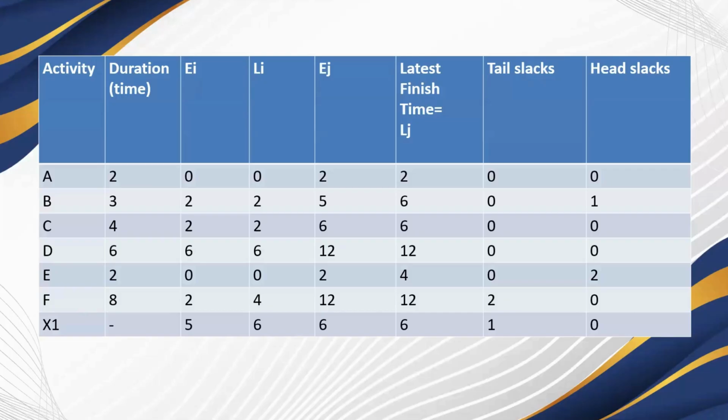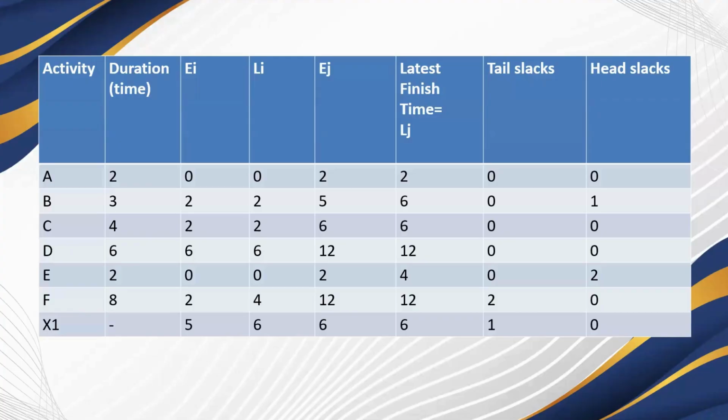LI is the latest allowable time of an event. This is the latest time at which an event can occur without causing a delay in the already determined project completion time. ESij is the earliest starting time of an activity.